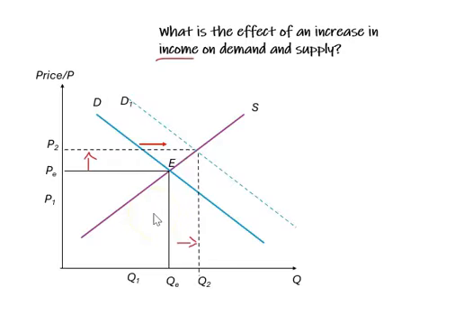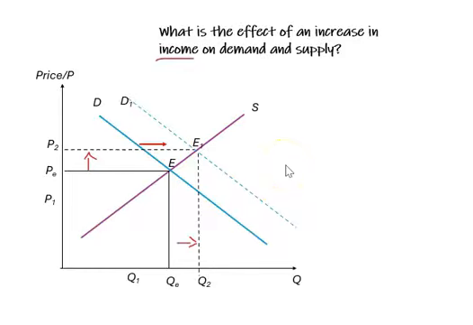What about supply? What happens to the supply curve? The supply curve does not shift. The movement is along the curve. As price increases, supply increases to this point here. So our new equilibrium is at point E1.